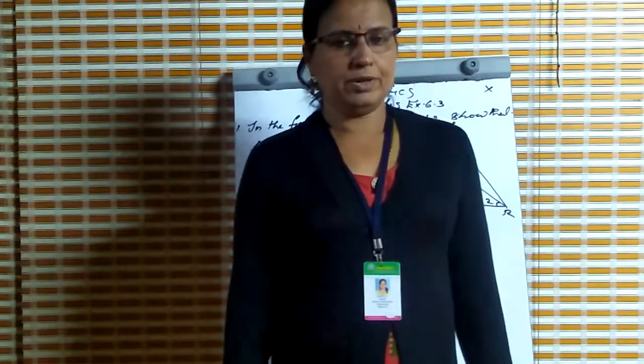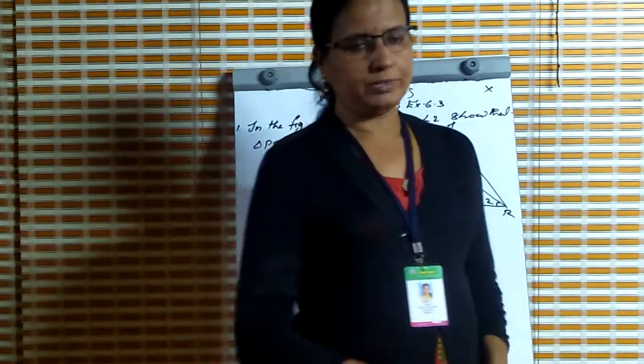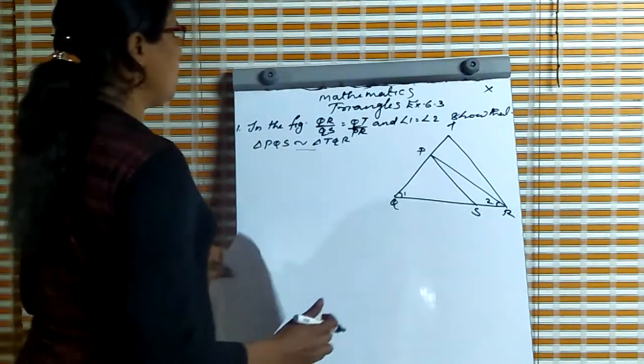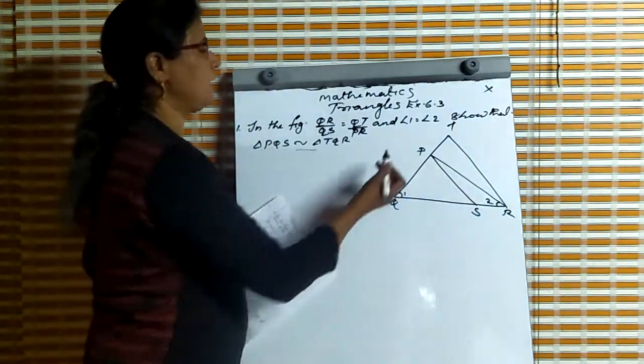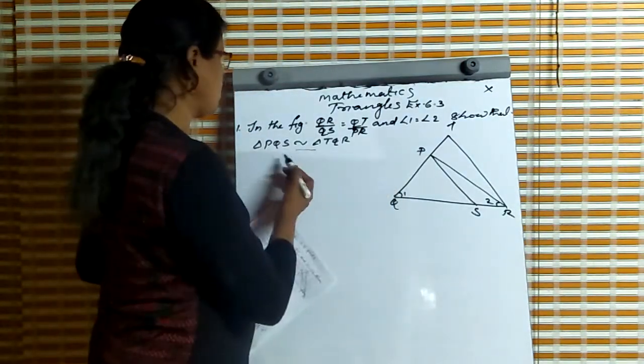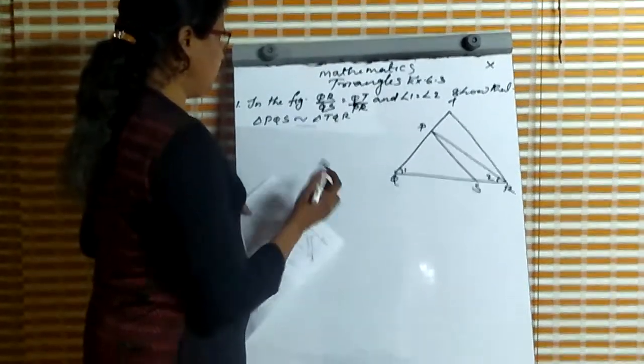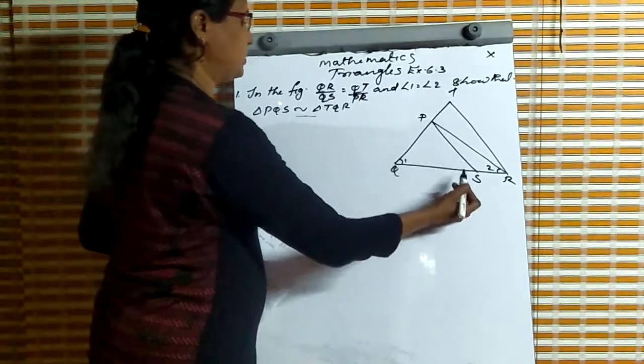Morning children. Today we are continuing the exercise 6.3 lesson. In the figure, QR by QS is equal to QT by PR and angle 1 is equal to angle 2. Show that triangle PQS is similar to triangle TQR.